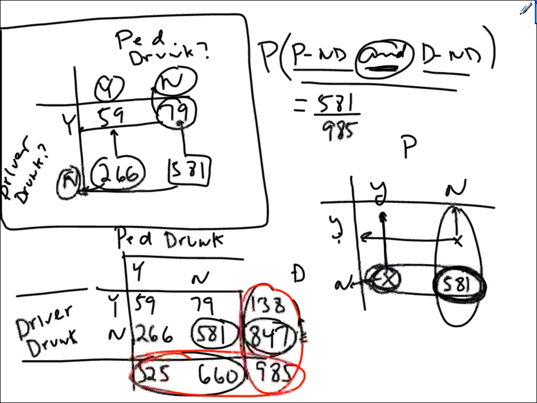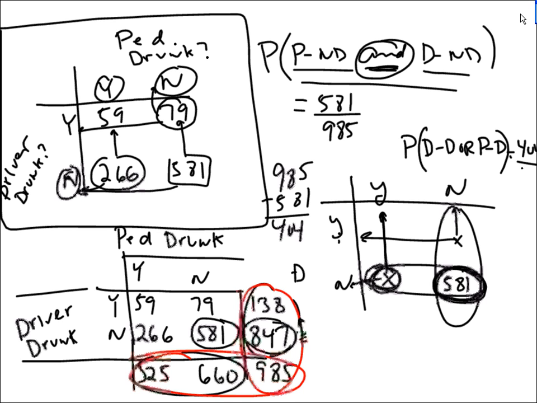Just do this, subtract the two numbers. If you did 985 minus 581, you get 404. That's the probability. Those are the number of times somebody was drunk. That is the probability that the driver is drunk or the pedestrian was drunk. This we've already done. It is 404 times out of the total of 985. If these numbers are true, that's pretty sad. But then again, that doesn't mean there's a lot of drunk drivers. It's just saying that when somebody is struck, when a pedestrian is struck, there's a good chance somebody was drunk.